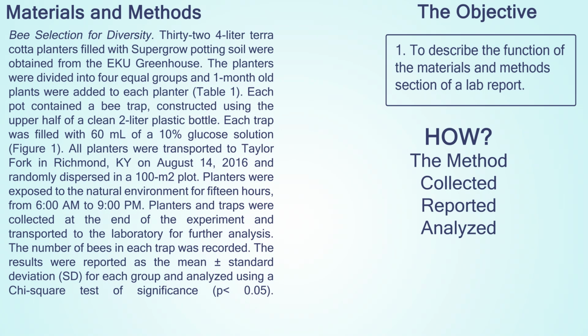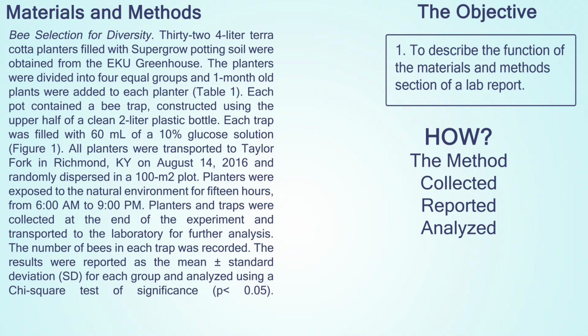Now, let's talk about the how. How was the data collected, reported, and analyzed? There are three major sections in this paragraph that describe the collection method, how the results were reported, and how the results were analyzed. Take a moment to read the paragraph, then draw 2 lines, with your finger of course, that separate the 3 main sections. Again, pause the video, then start it when you are ready.